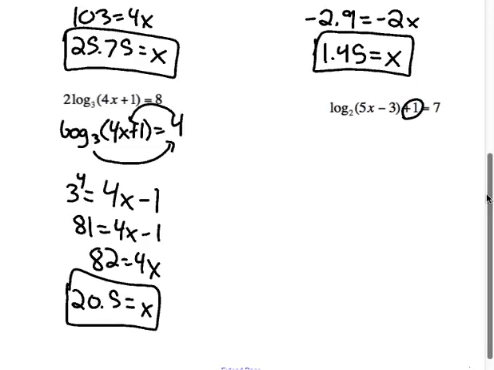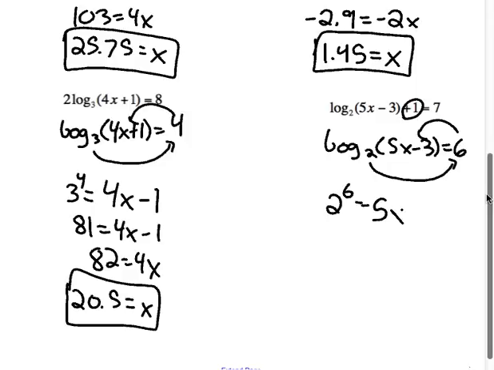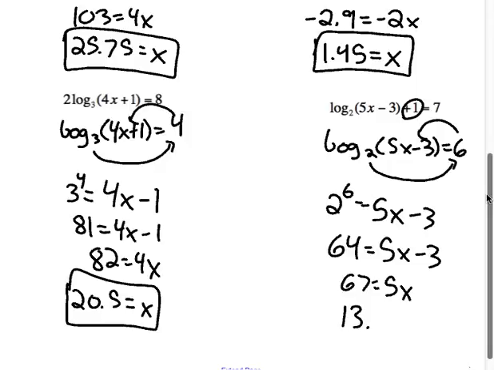This one, the first thing I need to take care of is that 1. So let's subtract that 1 off. Now that log is isolated, so let's do Mr. Loopy. 2 to the 6th power equals 5x minus 3. 2 to the 6th power is 64. So let's add 3 to that to get 67. Divide by 5. And we'll get 13.4 as our answer.